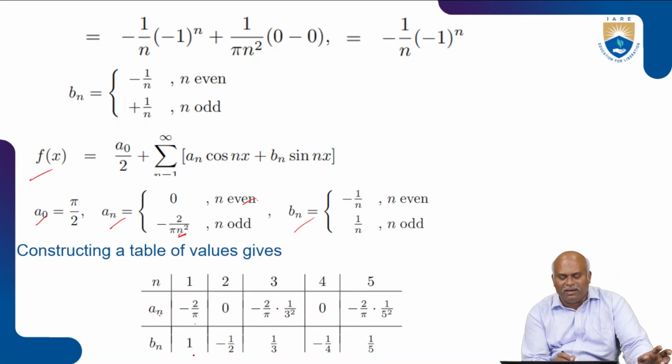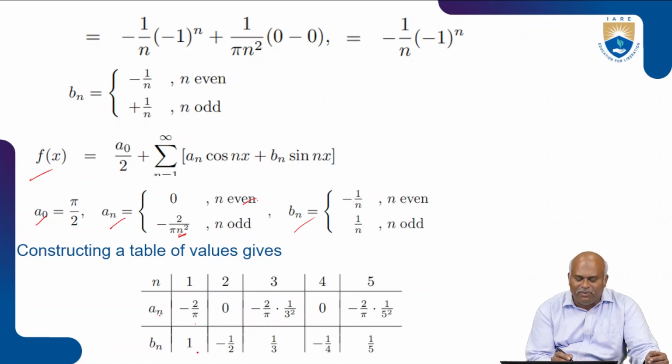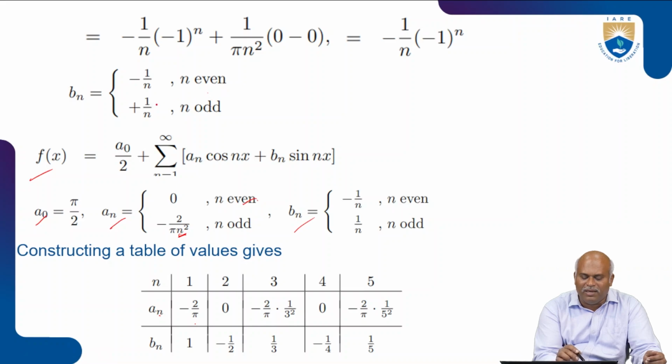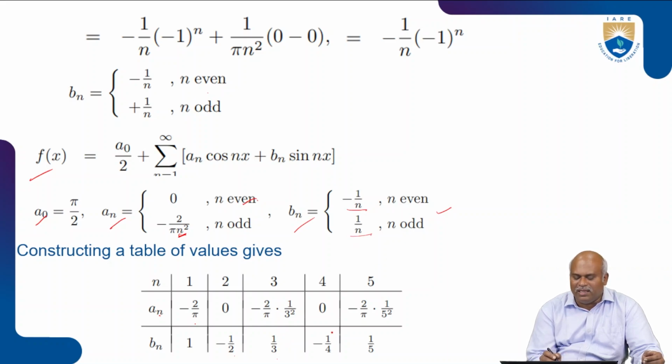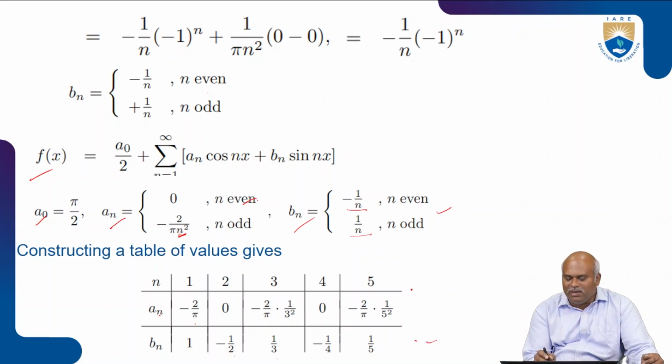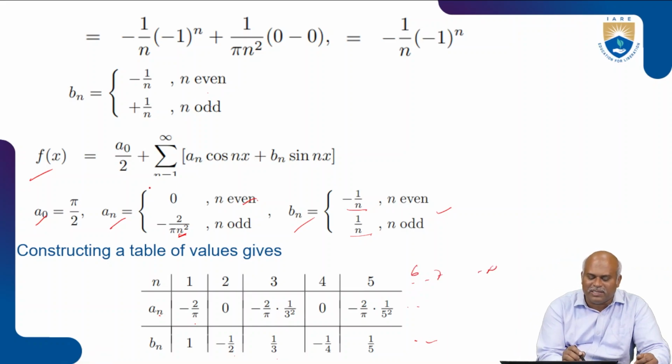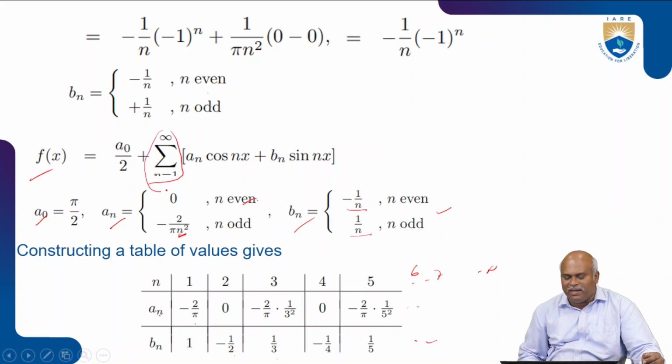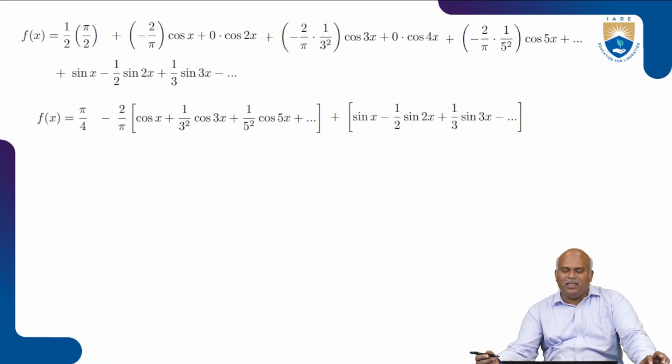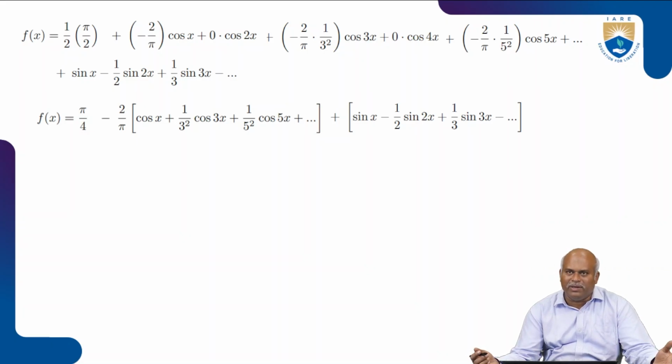Similarly, b of n is represented the same way. For the odd number n equal to 1, it is 1 by 1, equal to 1. For the even number, by the formula, minus 1 by 2. For the odd number, it is 1 by n, that is 1 by 3. So the even number 4 gives minus 1 by 4, odd number 5 gives 1 by 5, and so on. You can take any numbers, 6, 7, up to infinity, because our limit goes to infinity. Then we substitute the values of a0, a1, a2, a3, b1, b2, b3 like that.